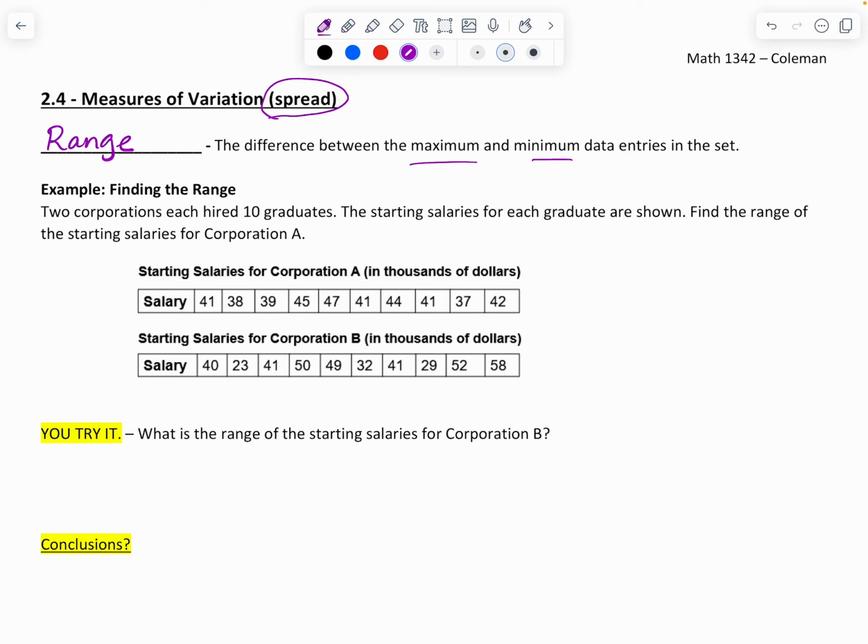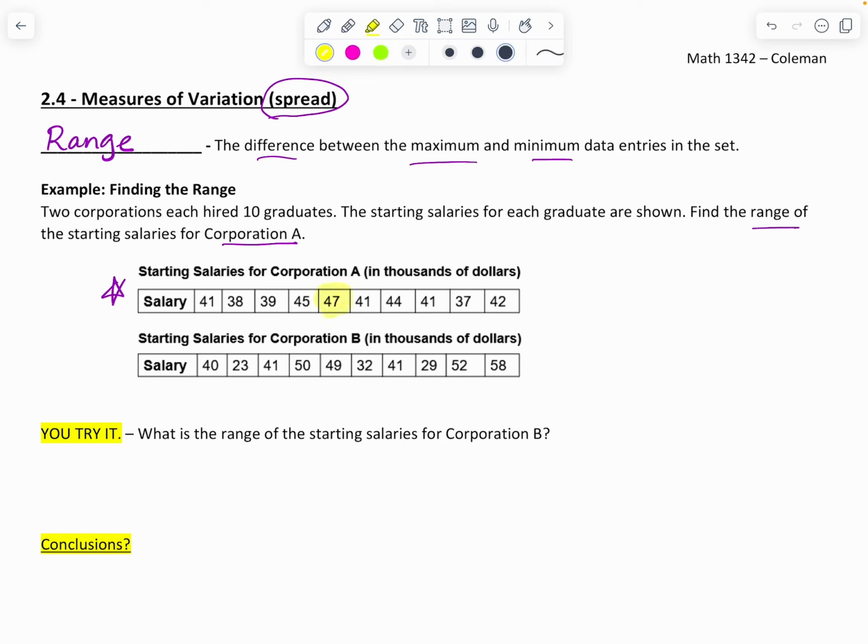2 corporations hired 10 graduates. The starting salaries for each graduate is shown. Find the range of the starting salaries for Corporation A. So here is Corporation A. The range then is the maximum minus the minimum, the difference. Maximum minus the minimum. So the maximum number in this case looks to be 47.